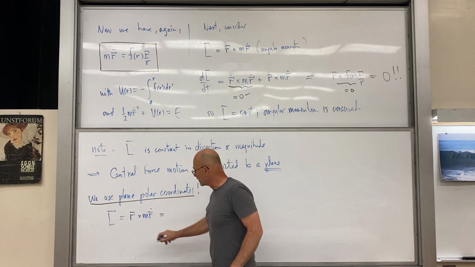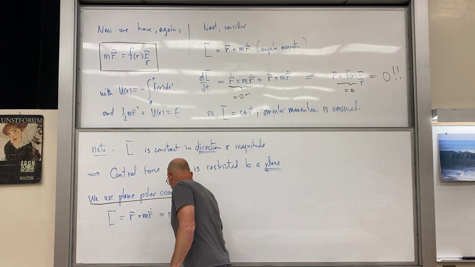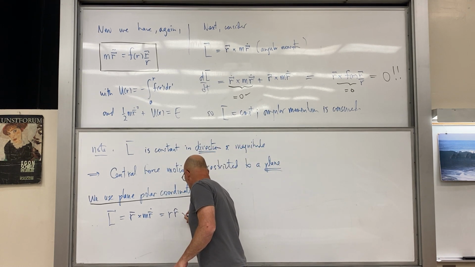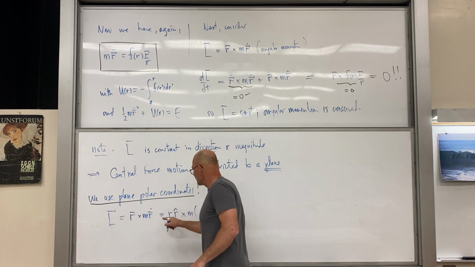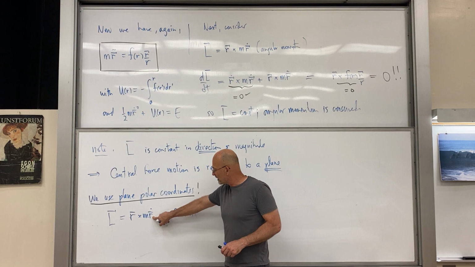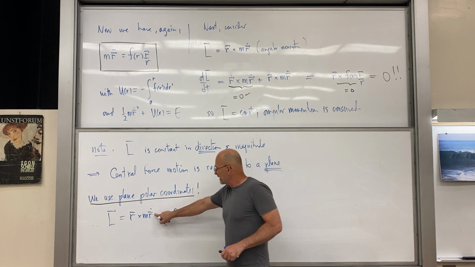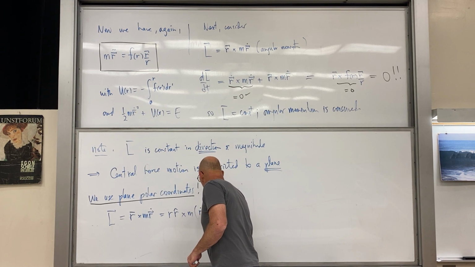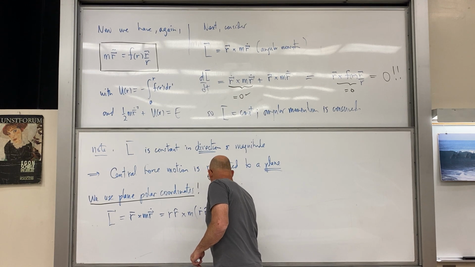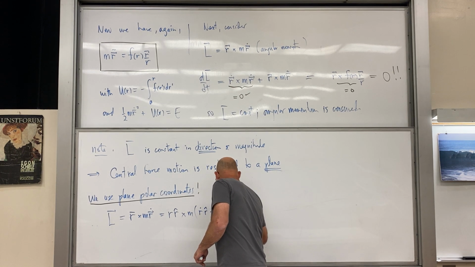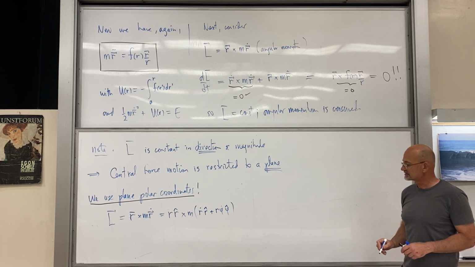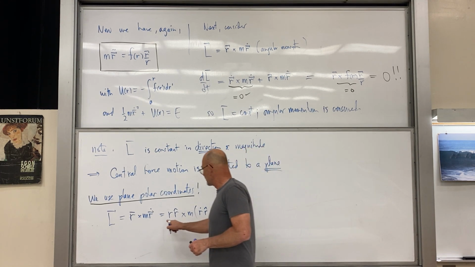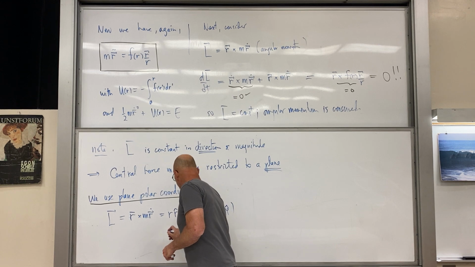So remember, in plane polar coordinates we had magnitude times the unit vector, and we're going to cross that into M times R dot. And you'll remember, or you'll have to look it up, but we've done it, the velocity vector in plane polar coordinates was R dot R hat plus R phi dot phi hat. Okay. So what is this when we take that cross product?